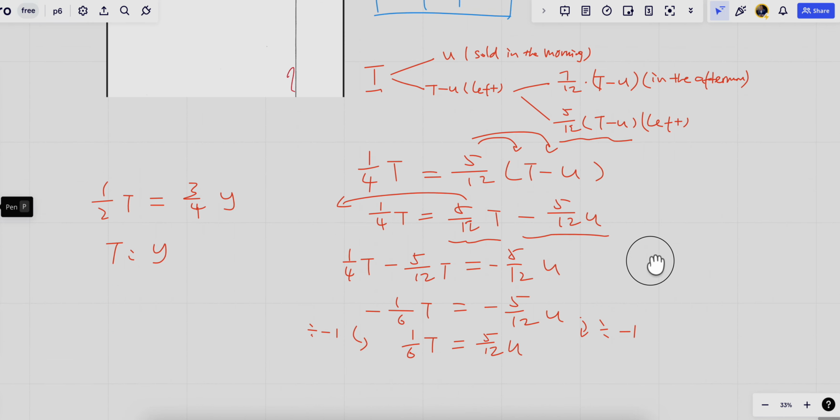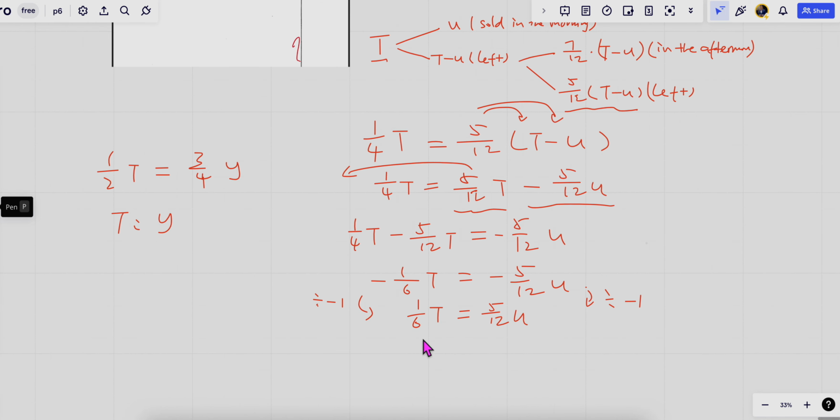So with this, get into the same denominator, right? What denominator you prefer? 12. Okay, so this side don't have to do anything. So it's 2 times, so it's 2 over 12 T, and 5 over 12 U. So you can get rid of the denominator now. So basically, 2T is equal to 5U. So now the question is, which one is bigger? T is bigger than U. So therefore, the 5 will be assigned to T, and 2 will be assigned to U. So that is the ratio.